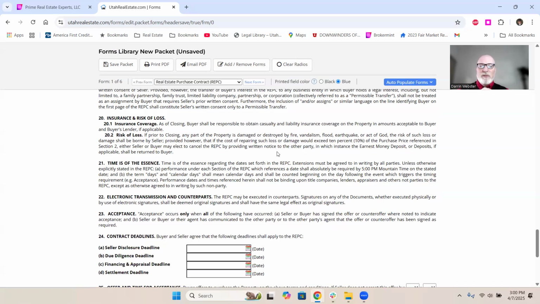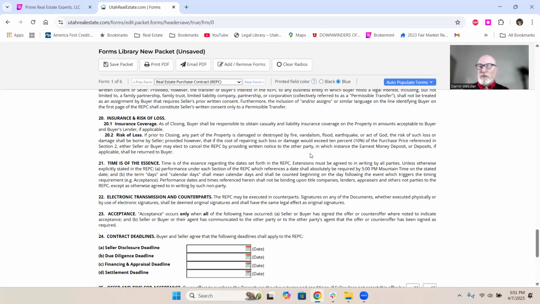Insurance. The seller is required to maintain insurance on the property up through settlement. And if there is a catastrophic event that involves any type of claim against the property by fire, vandalism, flood, earthquake, act of God, whatever else, if the repairs or costs or damage exceed 10% of the purchase price, seller or buyer may elect to cancel the REPC. And the earnest money deposit or deposits are returned to the buyer.